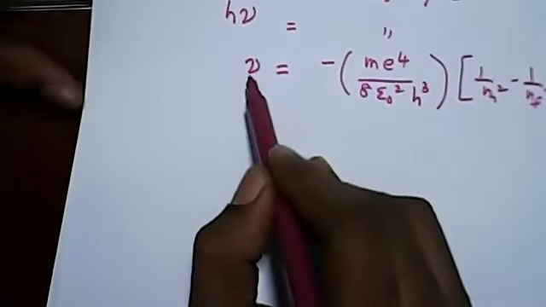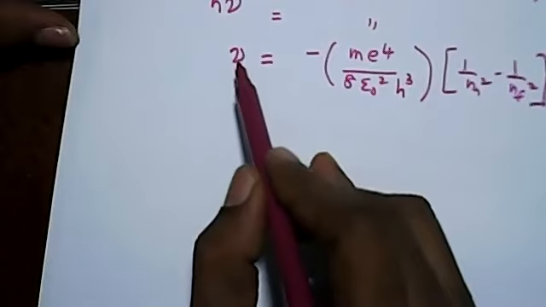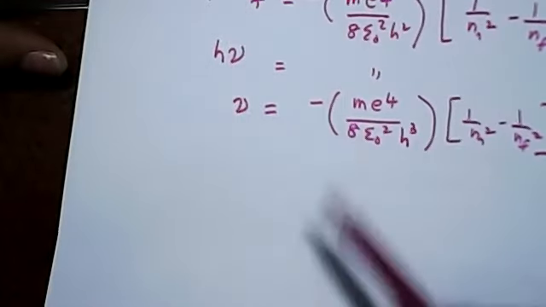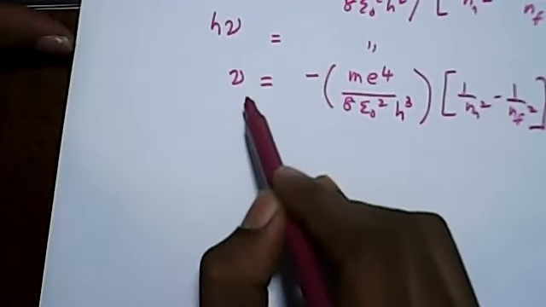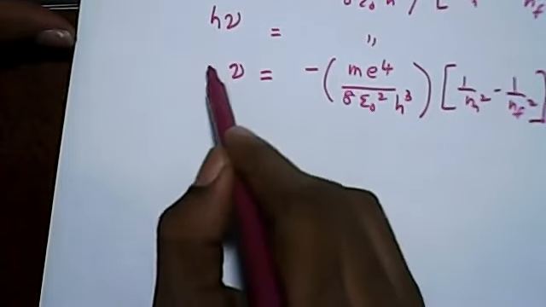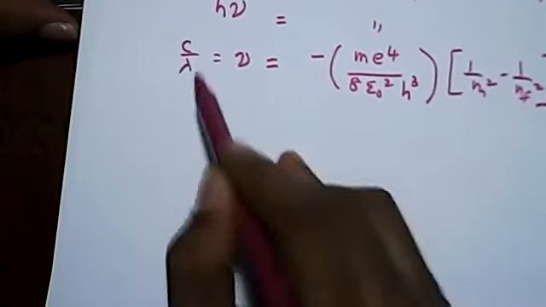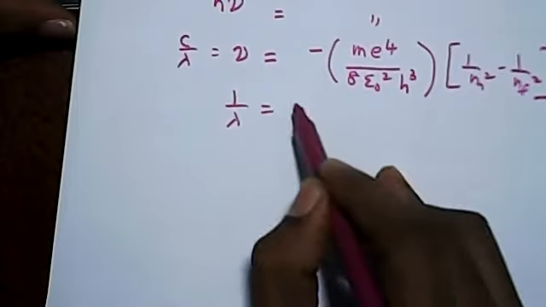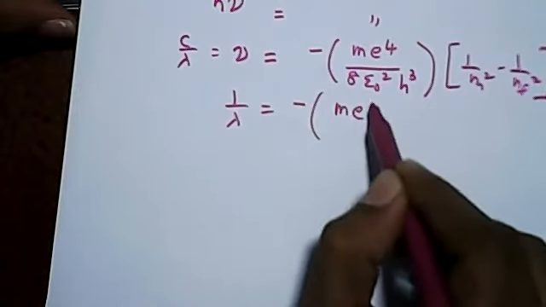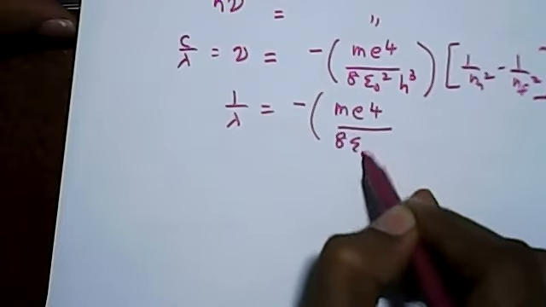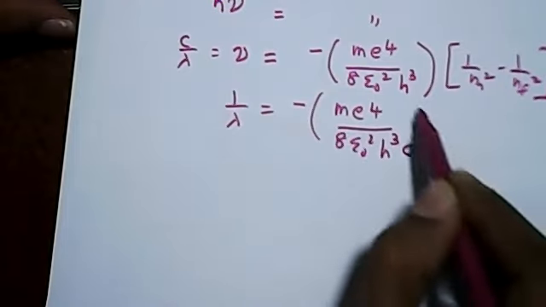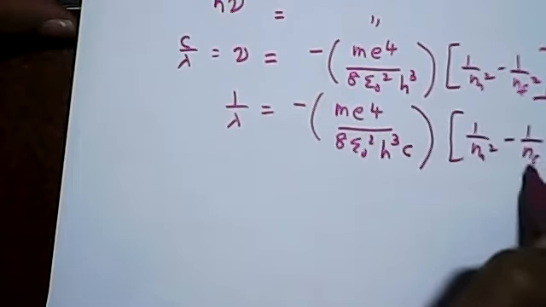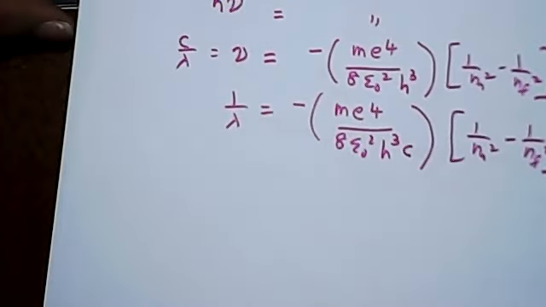Now this nu is the frequency of the spectral line corresponding to the transition E_i to E_f. Or this nu you can write as c by lambda. So what is 1 by lambda? This c goes to the other side, so you can write 1 by lambda equal to minus m e to the power of 4 by 8 epsilon 0 square h cube c into 1 by n_i square minus 1 by n_f square.